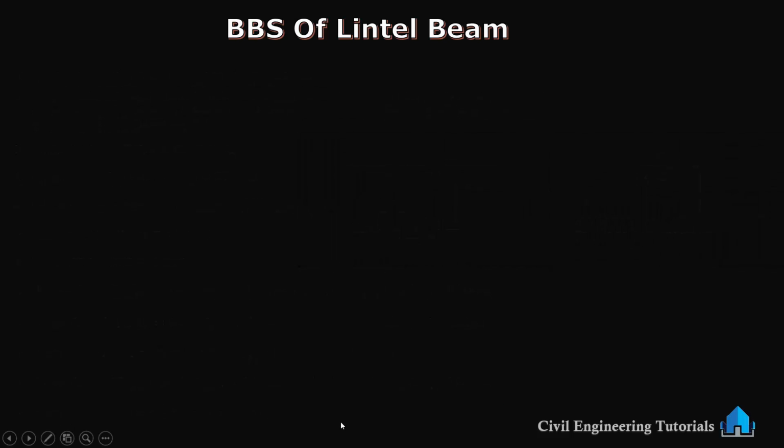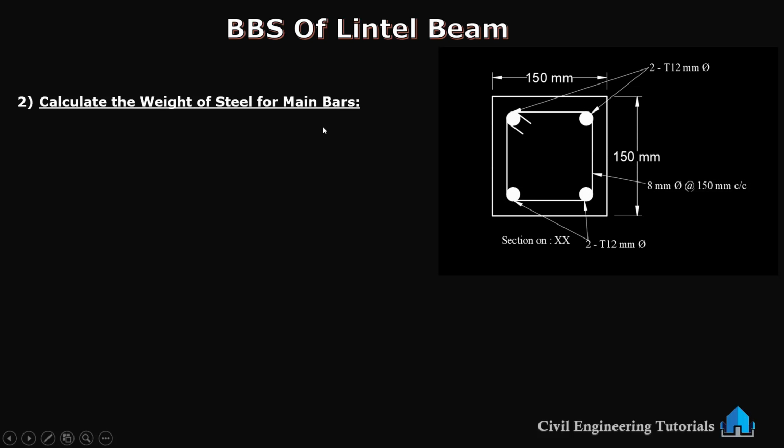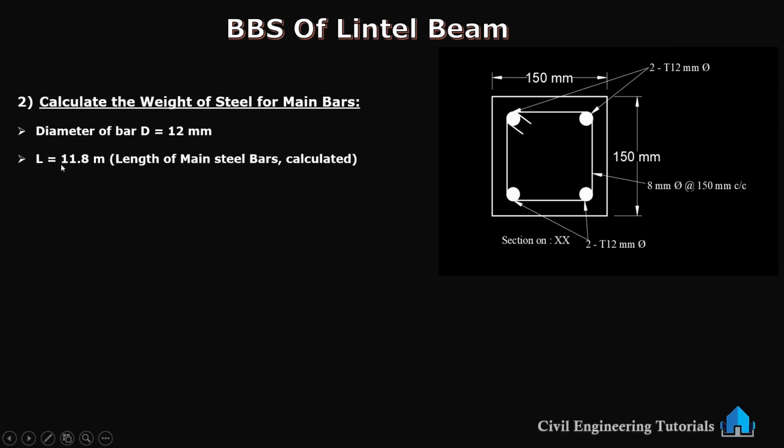Next, we have to calculate weight of steel for main bars. Diameter of bar 12 mm. Here you can see 12 mm, 4 numbers of bars, this side 2, this side 2. Length 11.8 meter. We have calculated length of main steel bars 11.8 meter.